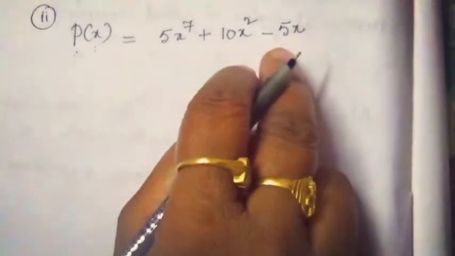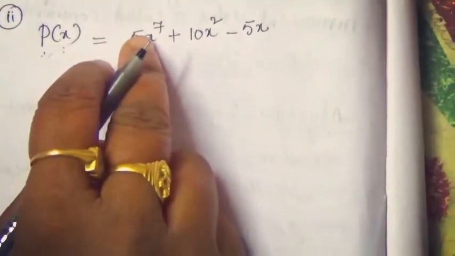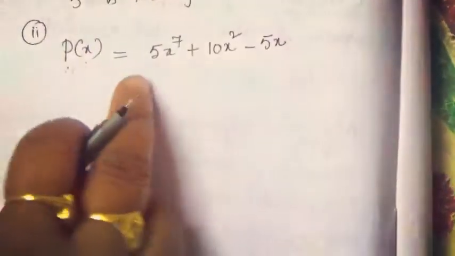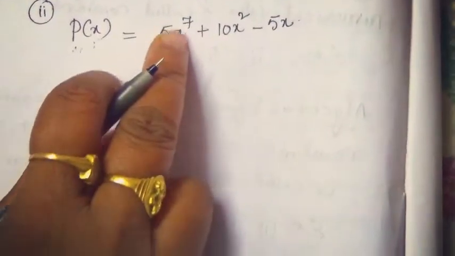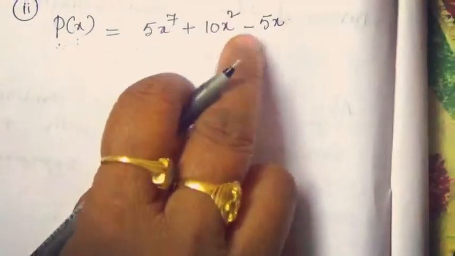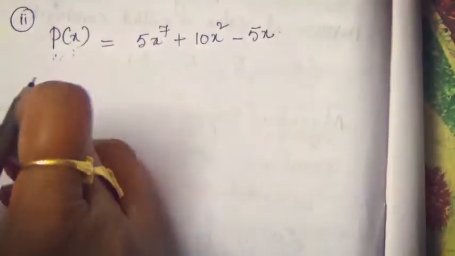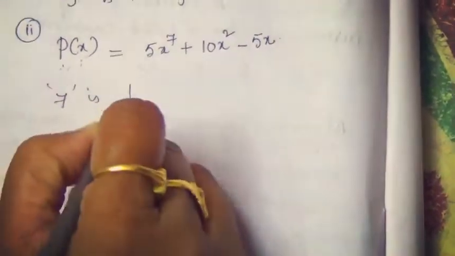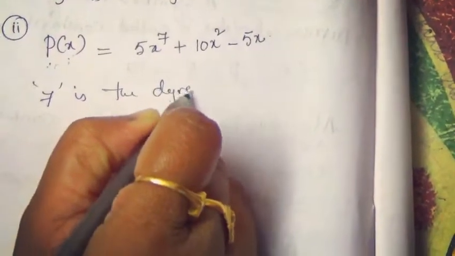What is the highest degree? 7. What does the highest degree mean? Highest power means 7. So x to the power of 7, x to the power of 2, x to the power of 1. What is the highest power? 7. So 7 is the degree of the polynomial.